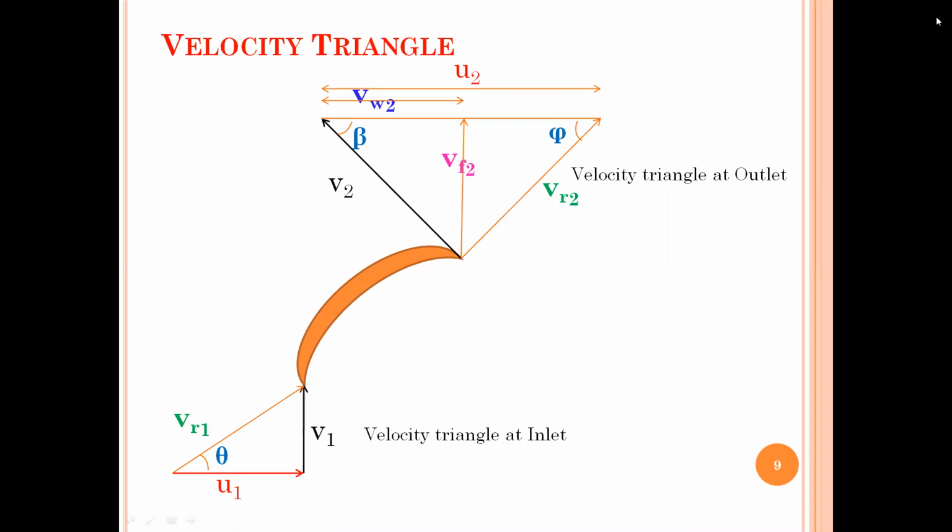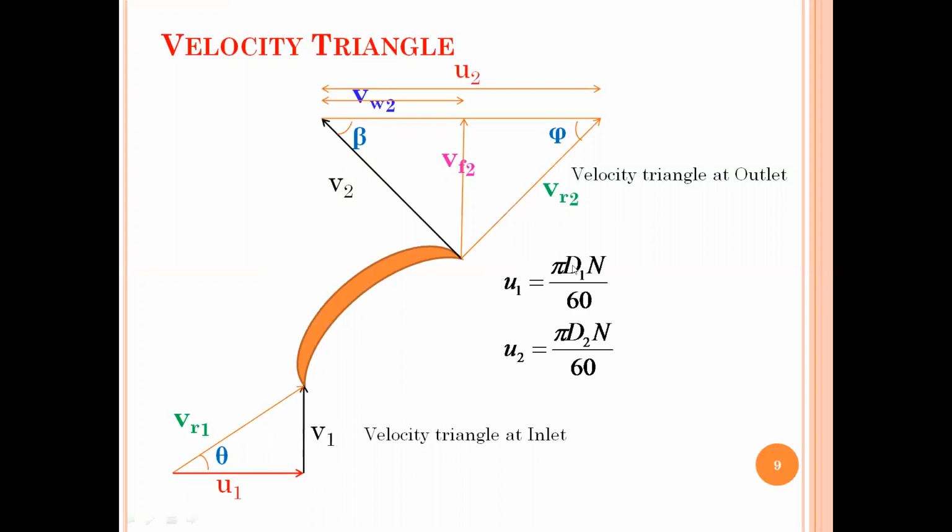This is my backward curve radial vane. The flow is radial, so because the flow is radial, the alpha angle is 90 degrees, and this is the absolute velocity, relative velocity, and the tangential velocity of your impeller. Here you can see the direction of absolute velocity and relative velocity are different because of your u2 value. So this is my velocity triangle for your centrifugal pump, and here U1 and U2 are different.